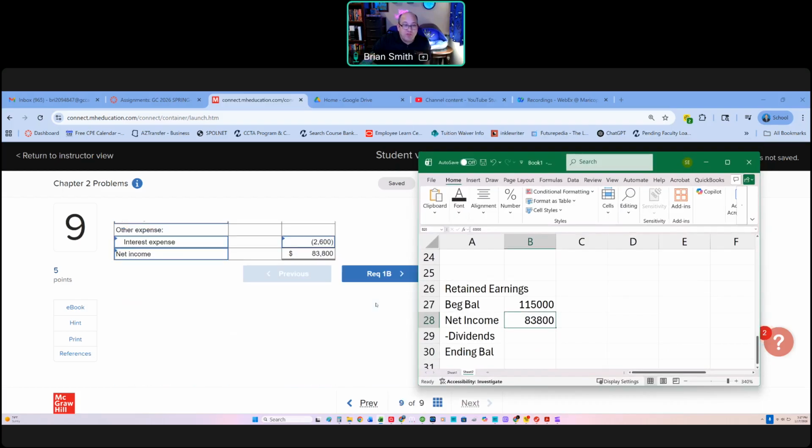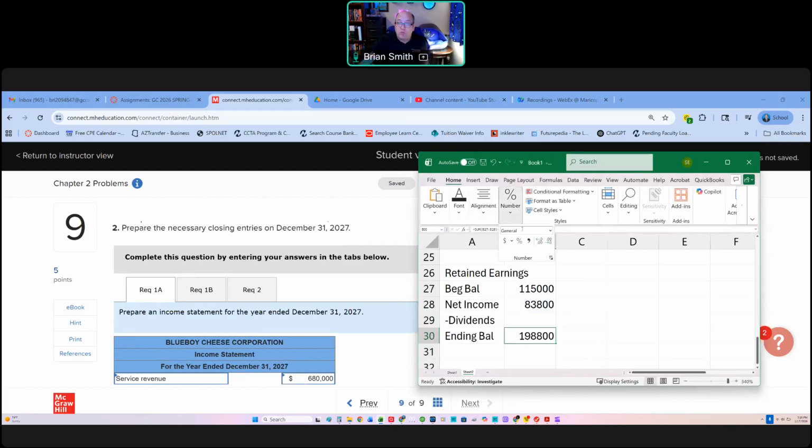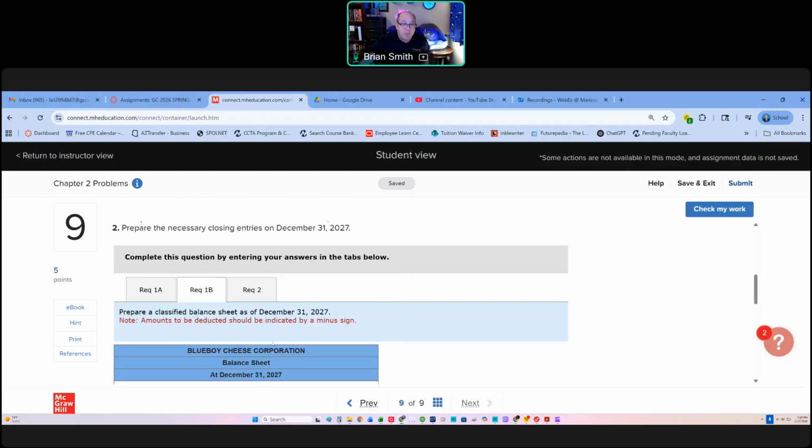I mean, this is meant to just be a refresher kind of a thing. So no dividends that I see. So let's just add these together. I'm going to just do the math anyway, just so that if I need to come back, I can do it. So we got 198,800. So let's now do the balance sheet.